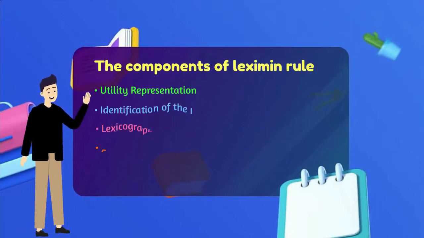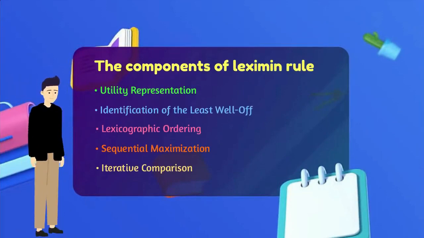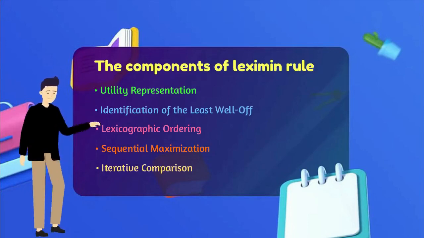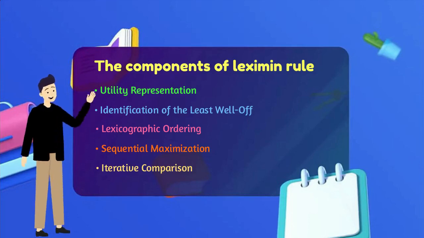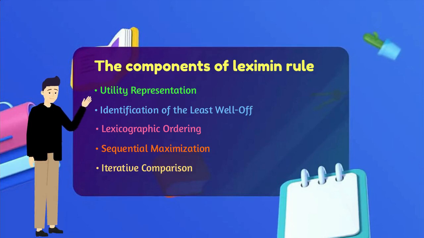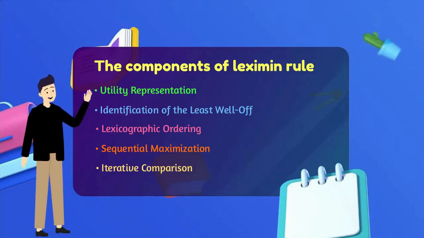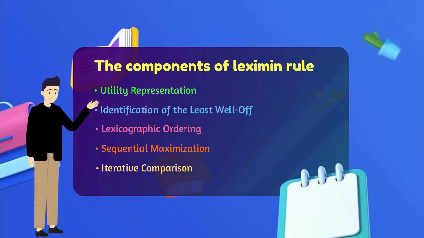So next we move to the components of Leximin Rule. Firstly, we go to the utility representation. Utility representation is numerical values representing individual welfare. Next, we go to the identification of the least well-off. Identification of the least well-off is focusing on the individual with the lowest utility. Next, we go to the lexicographic ordering. Lexicographic ordering is sequential comparison starting from the lowest utility.